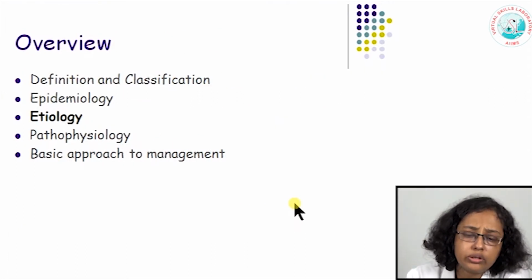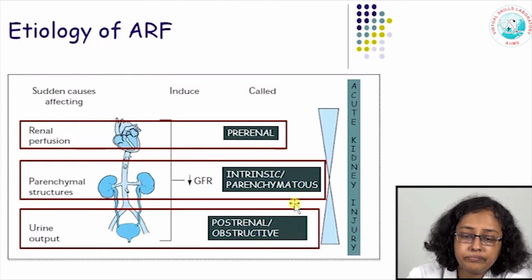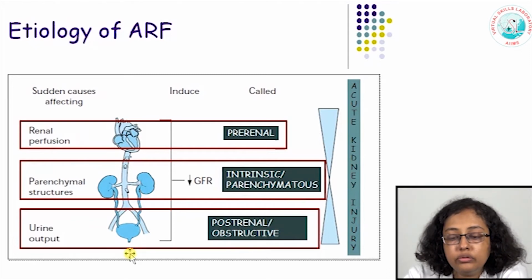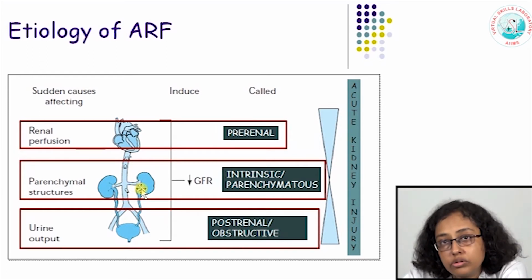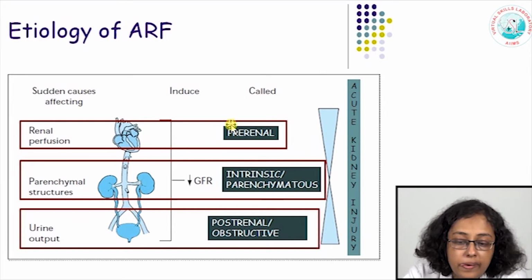So let's look at the etiology, how causes of acute renal failure are classified. Broadly, we define a cause of acute renal failure according to the location of the insult. There could be a cause which is decreasing the renal perfusion, so the actual blood supply to the kidneys is not adequate due to a variety of causes, which is one of the most common causes of acute renal failure, and this is defined as pre-renal acute renal failure.